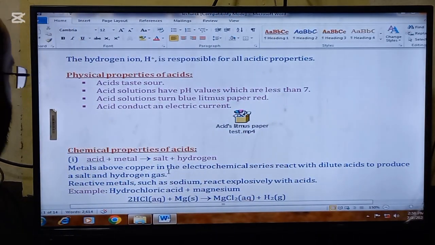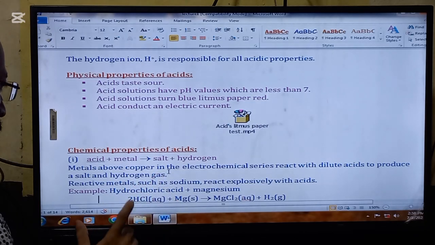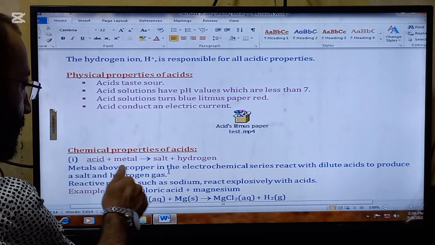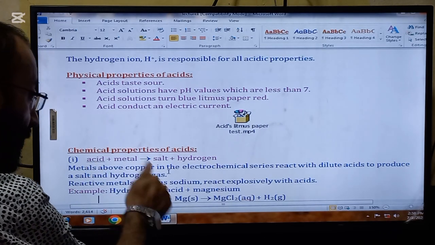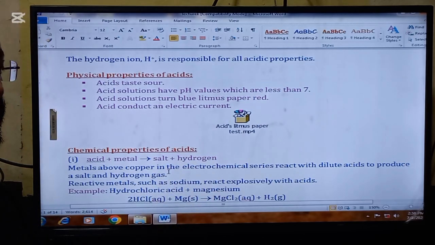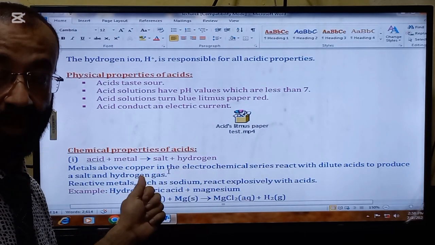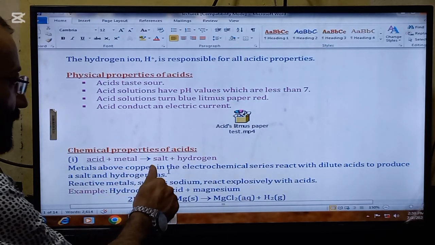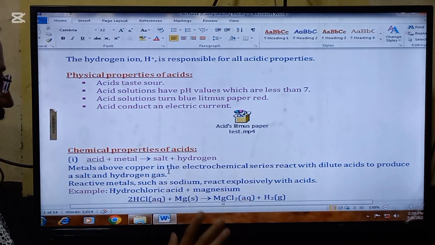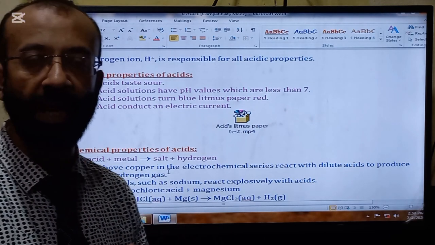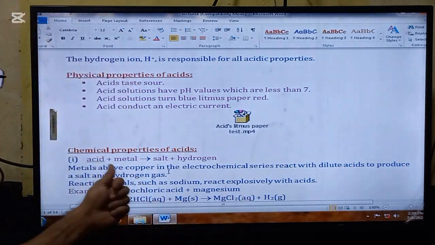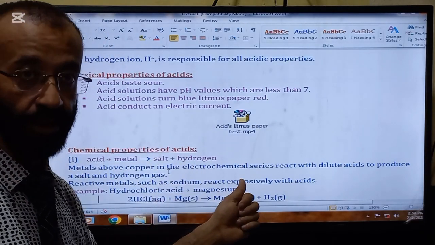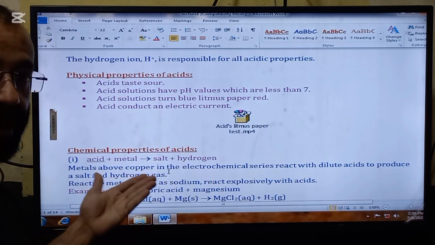Next, we are going to read the chemical properties of the acids. So this is the general equation of first property. When acid reacts with any metal, it makes salt and hydrogen. So remember, learn this general equation. Whenever acid reacts with metal, it makes salt and hydrogen. So this is confirmed. So now we will take different examples of the acid with the metal and we'll see that it will make salt and hydrogen. So you have to learn this general equation first.